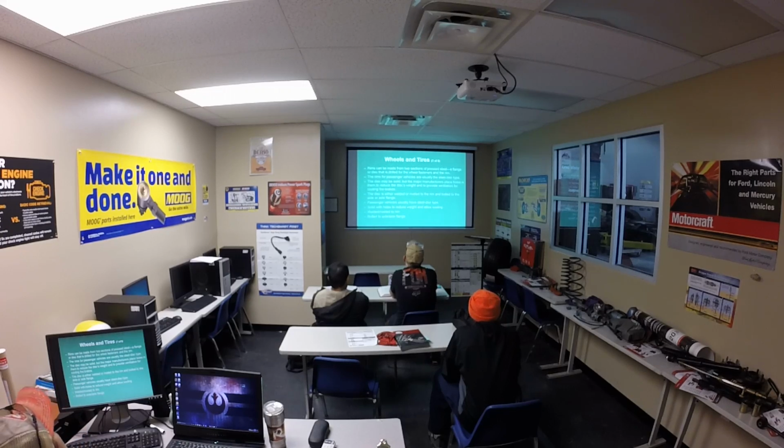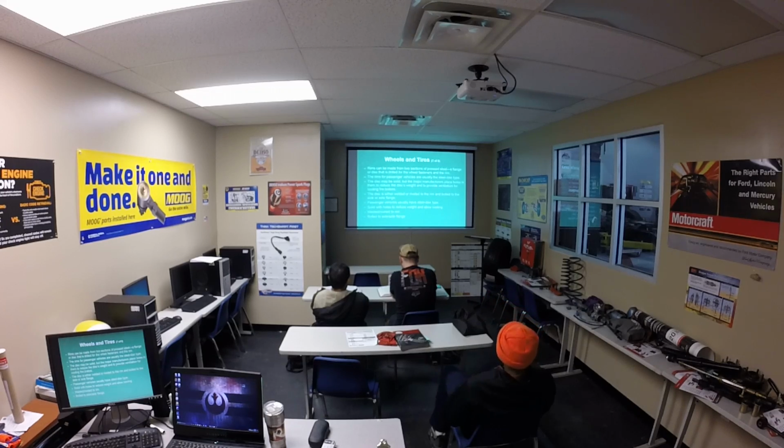Rims can be made from two sections of pressed steel, a flange or a disc that is drilled for the wheel fasteners, and the rim. The rims for passenger vehicles are usually the steel disc type. The disc may be solid, but major manufacturers place holes in them to reduce the disc weight and to provide ventilation for cooling the brakes. The disc is either welded or riveted to the rim and bolted to the axle or axle flange.